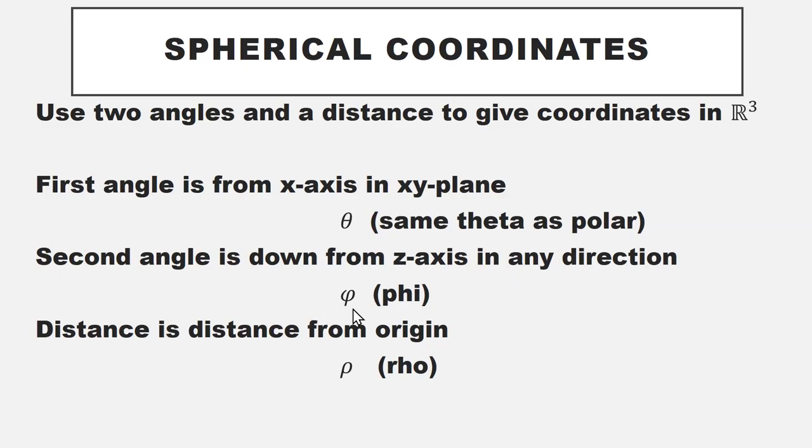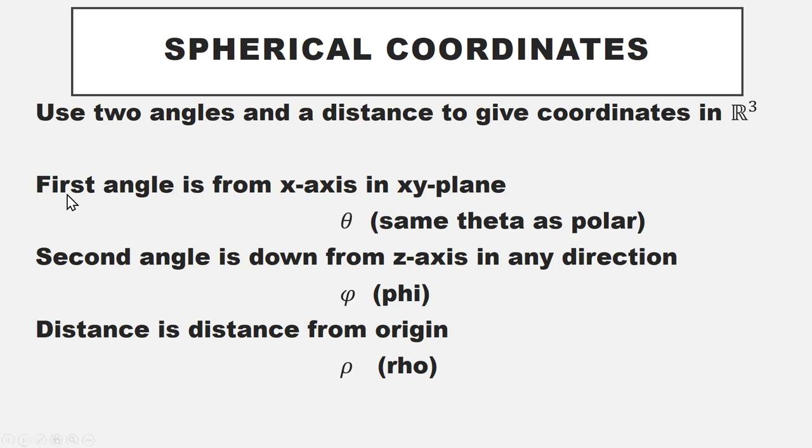Usually it's this symbol. There's actually different phi symbols, but we'll use this symbol for phi. It kind of looks like a loop. So you kind of draw down, go up, loop. That's the Greek letter phi. Okay, so we have theta, which is the same theta we had in polar coordinates. We have phi, which is an angle from the z-axis. And we have rho, which is our distance from the origin.